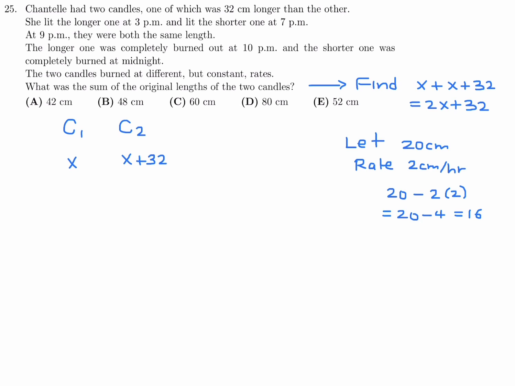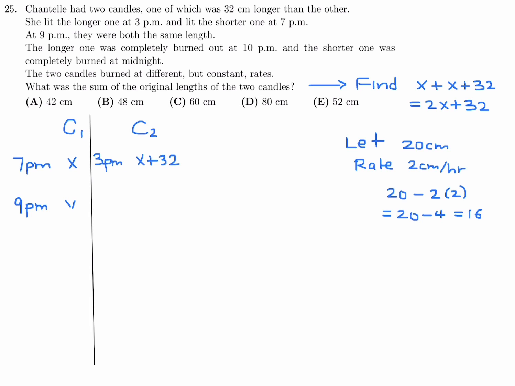So at the very beginning, we've got x and x plus 32. The very beginning for candle number 1 is 7 p.m. The very beginning for candle number 2 is 3 p.m. All right. Now they are moving forward a little bit, and they're saying 9 p.m. for candle number 1. And they're saying that at that point, they are both the same length.